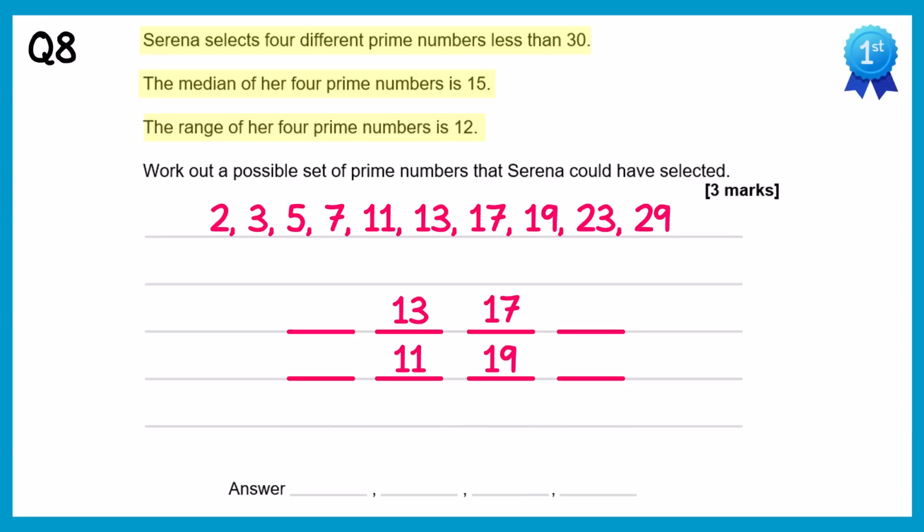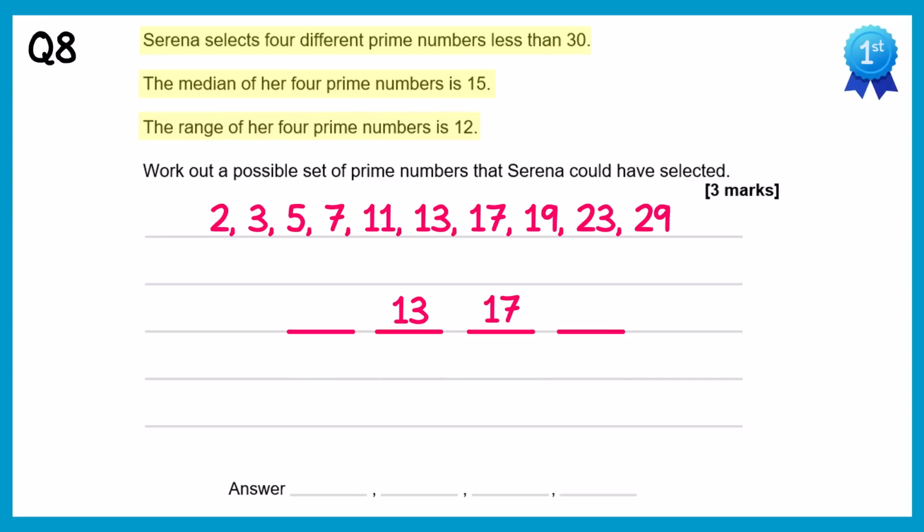Let's try the next setup with 11 and 19 in the middle. The number that's immediately greater than 19 is 23, and the number immediately below the 11 is a 7. The range is the difference between these two, 23 take away 7, which is 16, so that's too big. And again, if we change these numbers, we'll just start to increase the range, so this one doesn't work either.